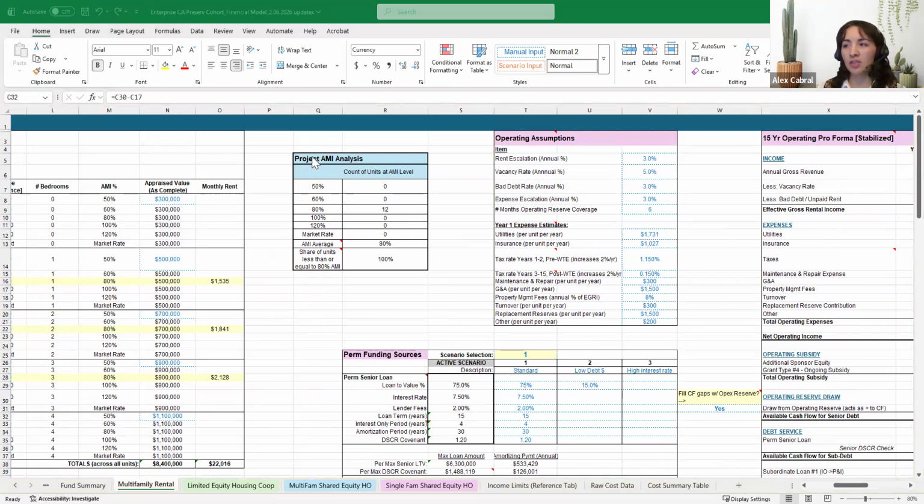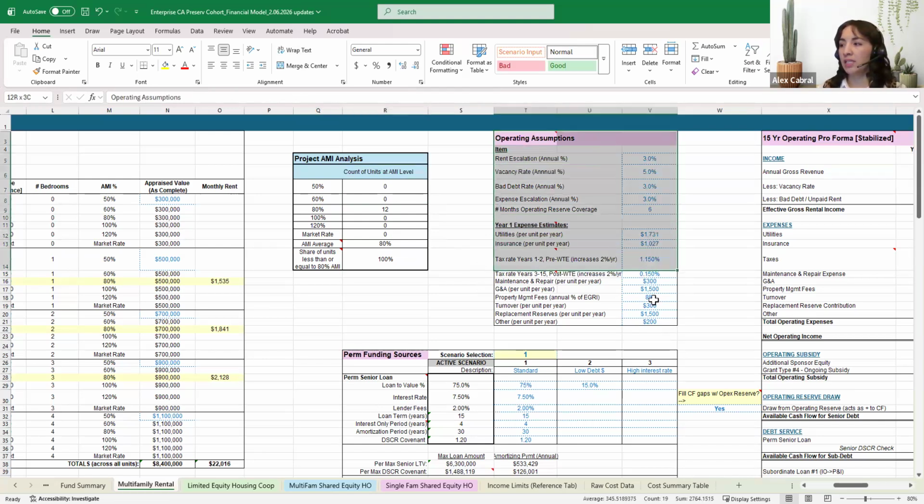This little table here is just a quick AMI summary. It tells you what percentage of units, just the AMI count per units, how many units are at 80% AMI, like we decided all 12 units are at 80% AMI, gives you the AMI average. And then these couple numbers here will help us calculate our welfare tax exemption, which you can see over here. But just a little summary table.